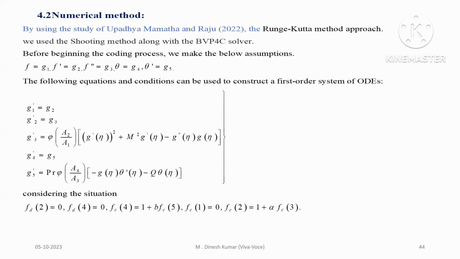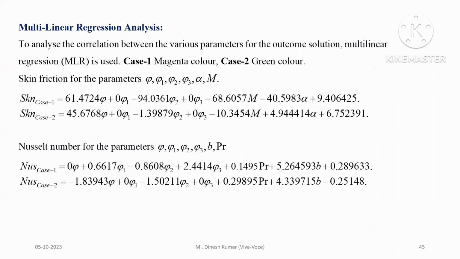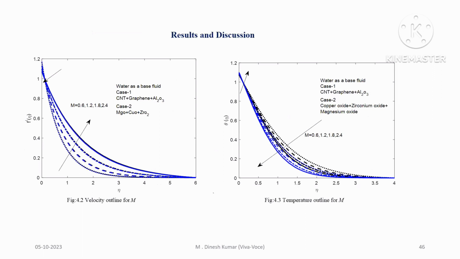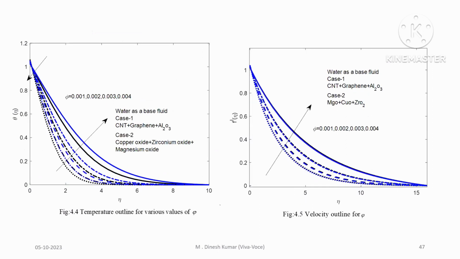This is the numerical methodology. After applying the multilinear regression, these are the resultant equations for skin friction and Nusselt number. In this chapter also, I applied the slip condition, which is why there is a dual nature for the magnetic parameter. Here also, whenever the volume fraction rises, the flow momentum rises, so the velocity profile increases as well as the temperature profile, as you can observe. But there is a little bit of mixed nature here, due to the slip conditions.